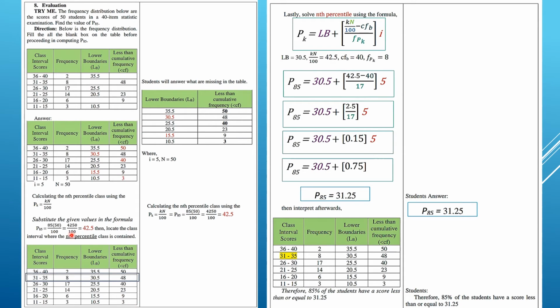Proceeding with the evaluation part, the students will try to solve by themselves for the missing numbers on the table involving their main lesson or topic, of course, which is all about calculating for the percentile of group data. So it involves application. So therefore, experiential and situated learning is applied.